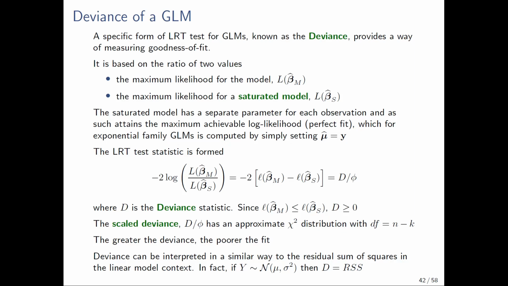Forming the likelihood ratio test statistic from this ratio gives d over phi, where d is the deviance statistic. Since the fitted model's log likelihood cannot exceed the saturated model's, d is always non-negative. The scale deviance, d over phi, has an approximate chi-squared distribution with n minus k degrees of freedom. The greater the deviance, the poorer the fit. So deviance can be interpreted in a similar way to the residual sum of squares in the linear model context. And in fact, for a normally distributed response, the deviance is exactly the residual sum of squares.